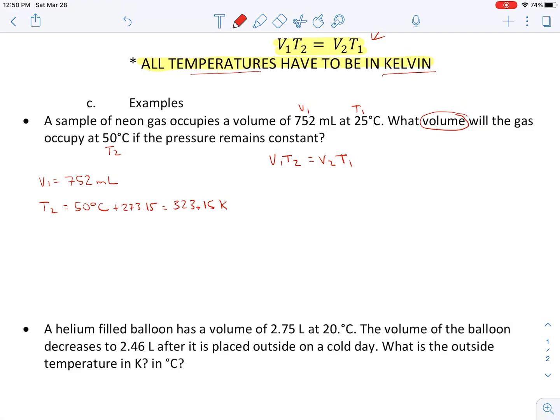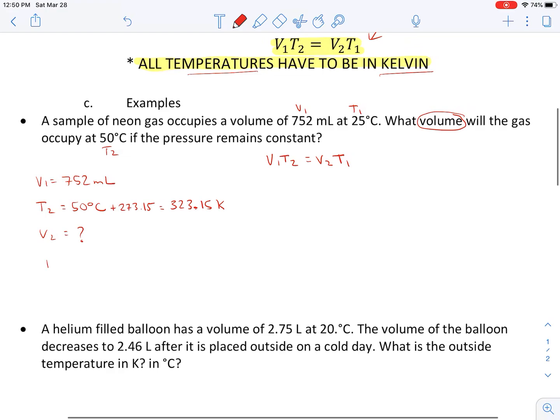All right, keep rolling. V2 is what we're looking for. That's our question mark. And then T1 is 25 degrees Celsius. So we're going to put 25 degrees Celsius right there. And again, we have to take that to Kelvin. So we're going to add 273.15, which gives us 298.15. Give you a chance to kind of catch up right there.